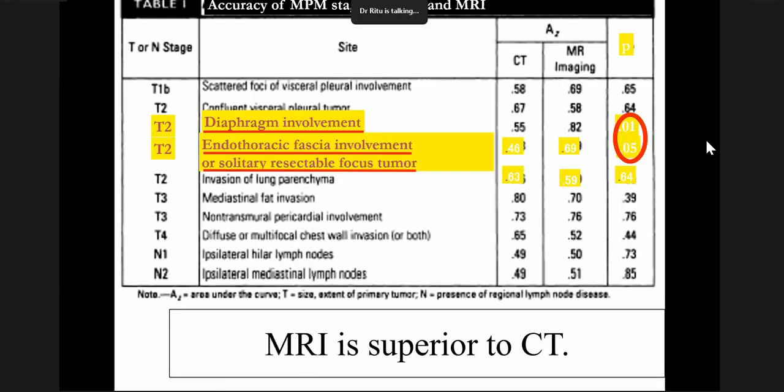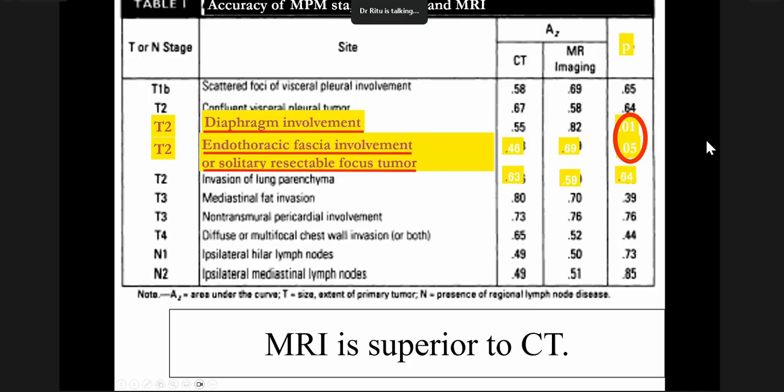Early on, several studies were done which compared CT versus MRI to see if we could predict tumor involvement, or see if these patients could be resected. And they found that MRI and CT are comparable in trying to determine resectability.